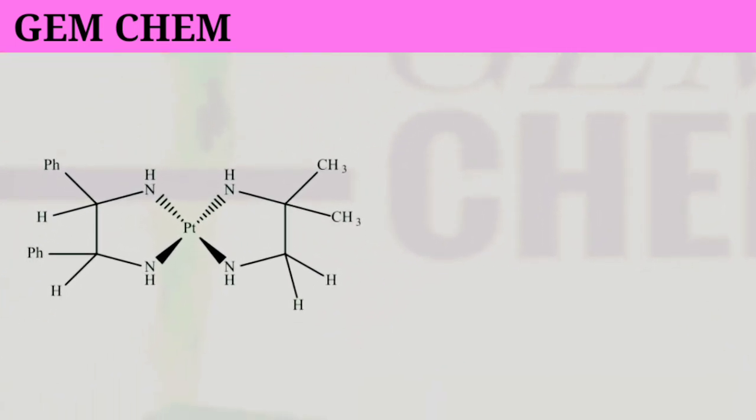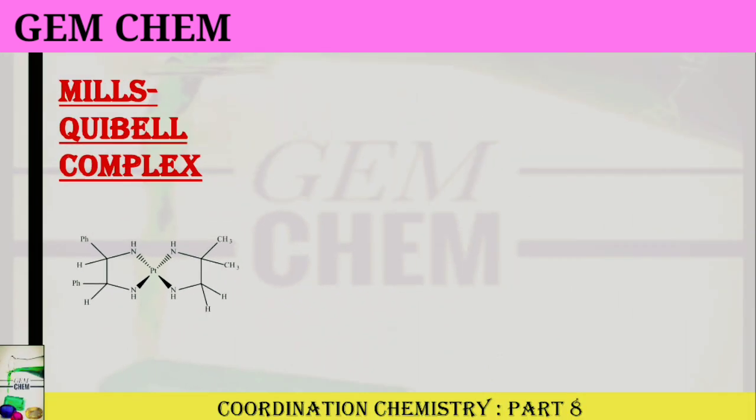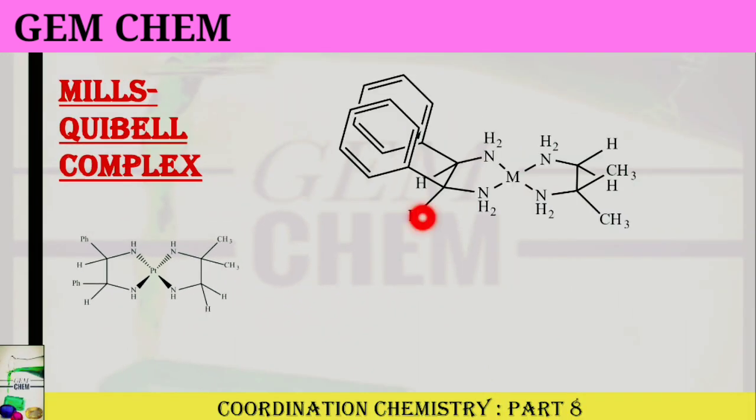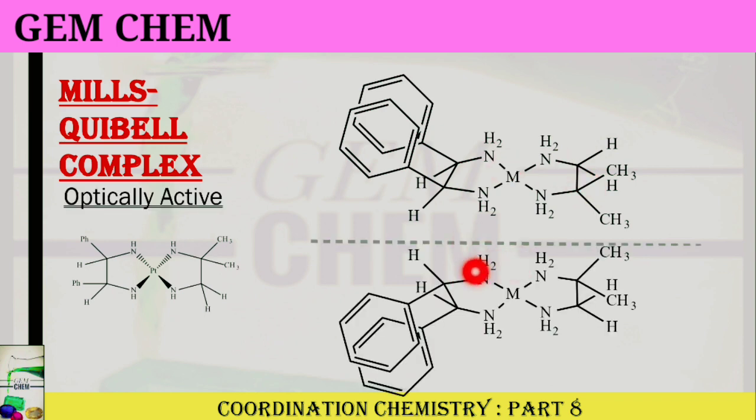Just remember, it has no plane of symmetry because all these things are placed above and below the plane. As a result, the plane of symmetry is not observed and we can see optical activity in this. So this is one of the isomers, and if you reflect it using a mirror, you can get another isomer. So these are the 2 enantiomers which we obtain for the Mills-Quibell complex.